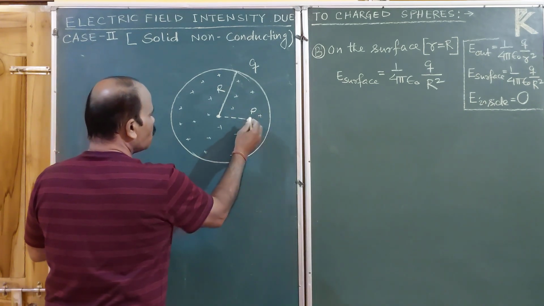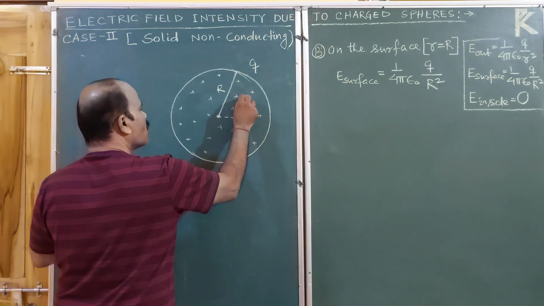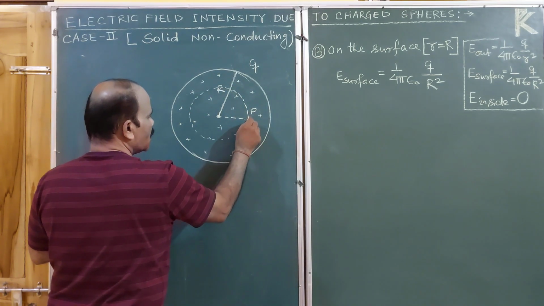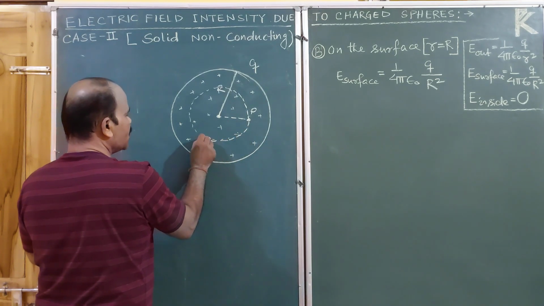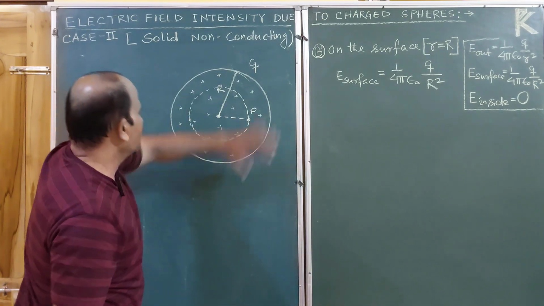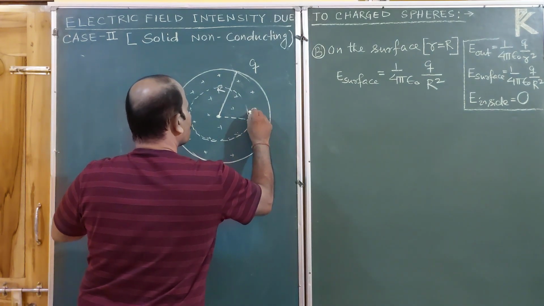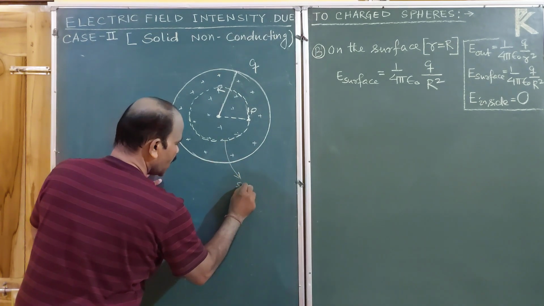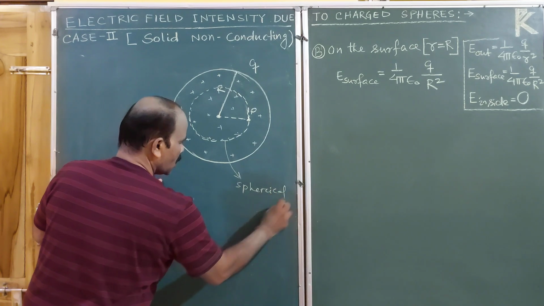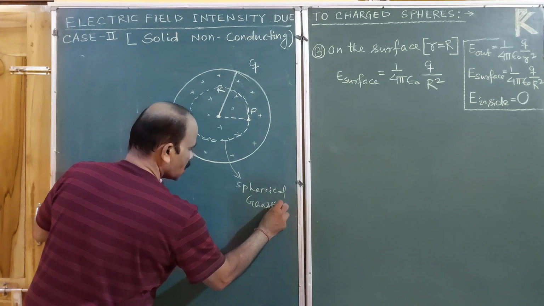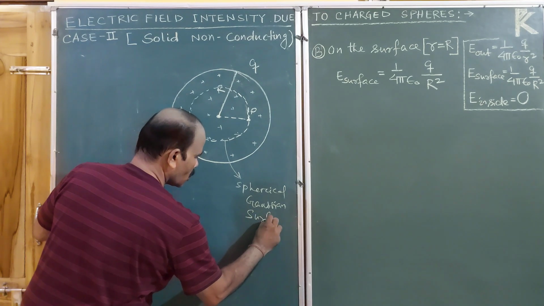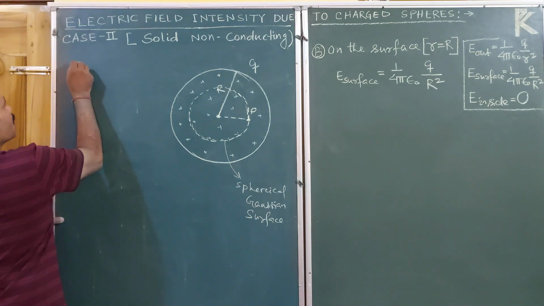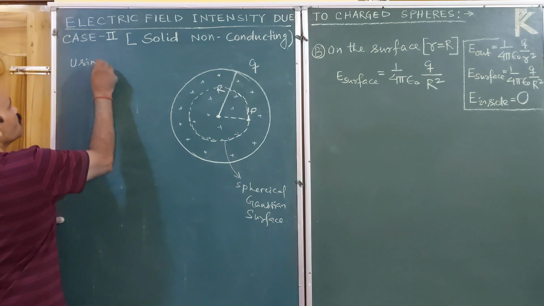Okay. So again, we are going to draw a Gaussian surface. So this is my spherical Gaussian surface, which is inside the surface of the sphere itself. Okay. So this is my Gaussian surface. So spherical Gaussian surface. Now we are going to apply the Gauss's law. Using Gauss's law.